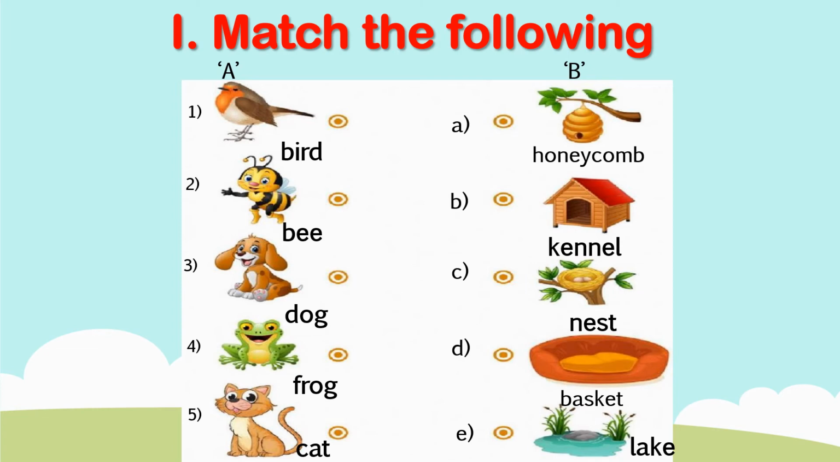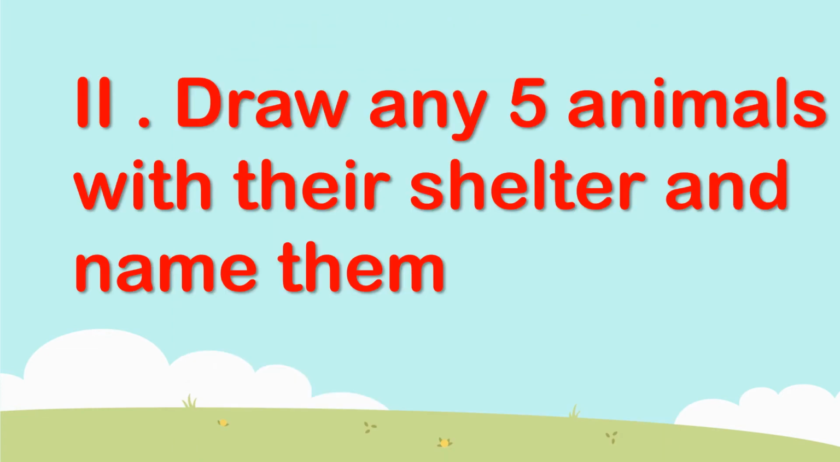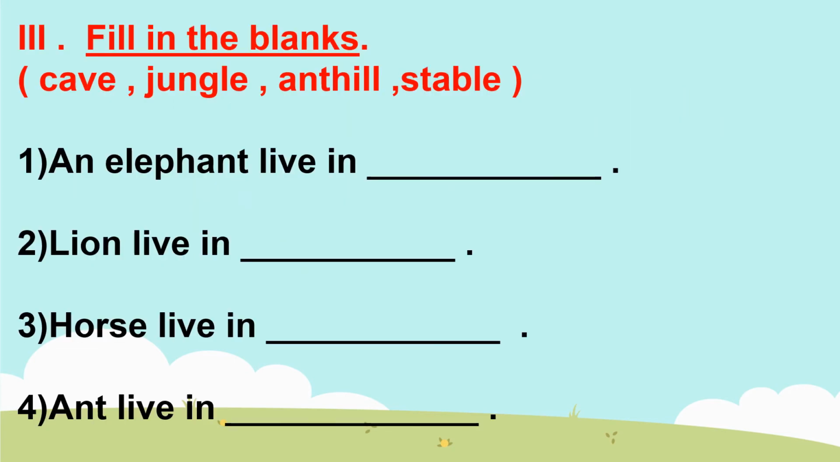Question number 2. Draw any 5 animals with their shelter and name them. Children, you have to draw any 5 animals with their shelter and name them. Question number 3. Fill in the blanks. Children, here I gave you options in brackets, so you have to choose the correct one. Options are cave, jungle, ant hill, stable.